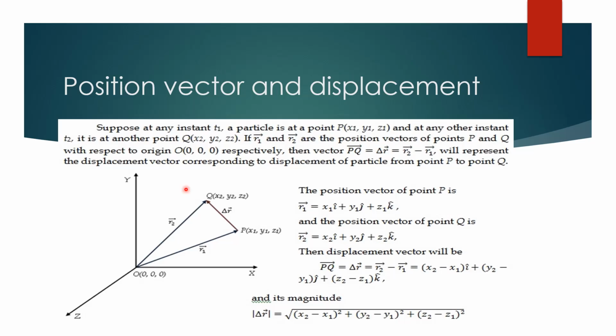Then the displacement between them, that is del r, is nothing but r2 minus r1. Del r is vector r2 minus vector r1. That is (x2 minus x1) i plus (y2 minus y1) j plus (z2 minus z1) k. This is the displacement vector, and its magnitude is the root of (x2 minus x1) the whole square plus (y2 minus y1) the whole square plus (z2 minus z1) the whole square.